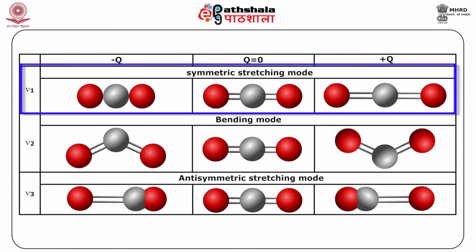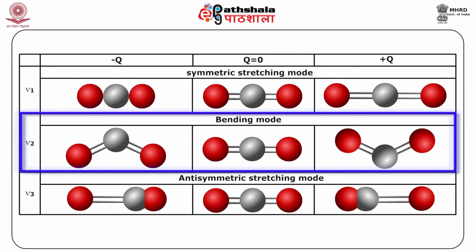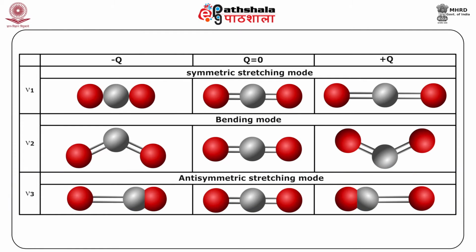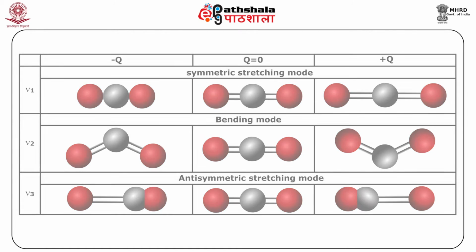That means that nu1 is the symmetric stretch, nu2 is the bending mode, the doubly degenerate bending mode, and nu3 is the antisymmetric stretch. Carbon dioxide thus has 3 infrared active modes, the 2 bending modes and an antisymmetric stretch. However, since the 2 bending modes are degenerate, only 2 absorptions should be observed. Degenerate means that they have the same energy. So though there may be 2 transitions, you will see only one line.